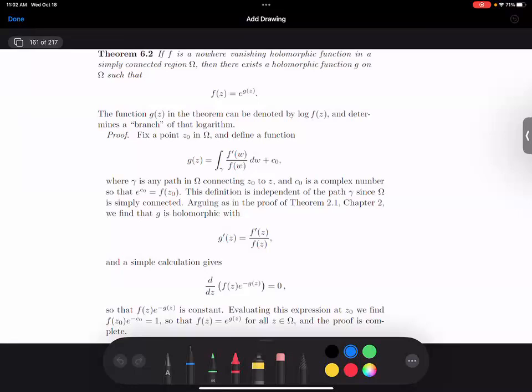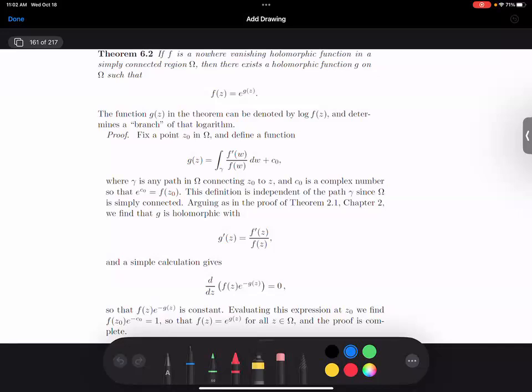Is f prime over f going to be differentiable? Yes. Because it's never zero, when I use the quotient rule, everything is fine. So f prime over f is holomorphic. When I look at this integral, it's not going to depend on path because I'm in a simply connected region. So any two paths that have the same endpoints will have the same integral. So I can use this to define a function g. So high level, that's what's going on.